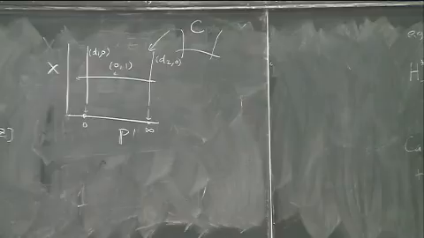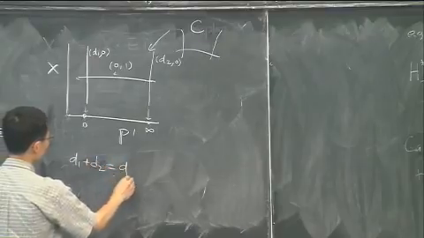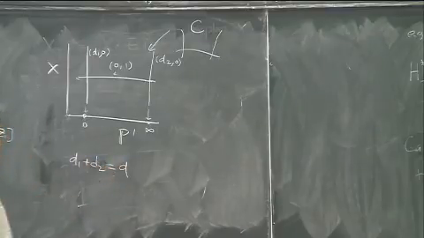So how many components are there? Well, D1 plus D2 has to be equal to D, and therefore, by this two-part partition, we know there are D plus 1 components.